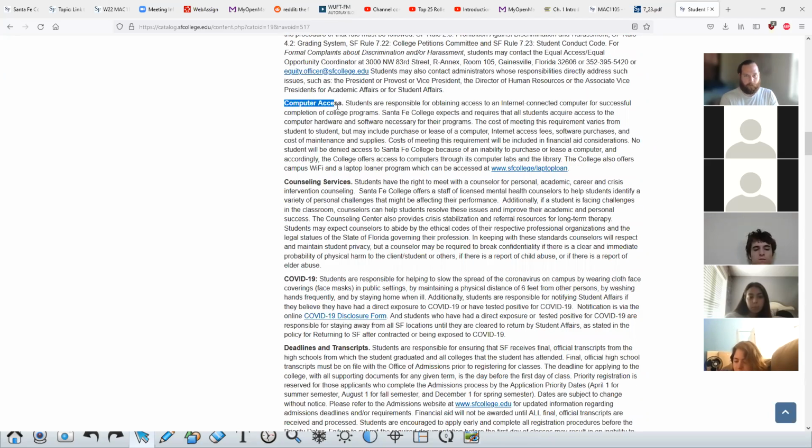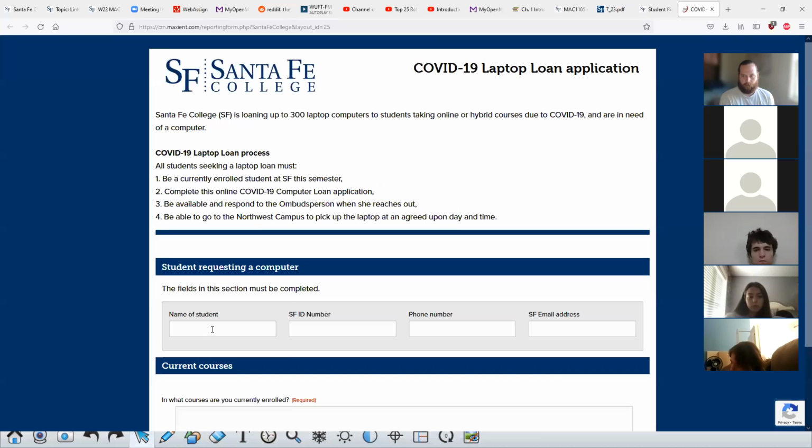Computer access, if you're having trouble getting a computer that does what you need it to do for the class, go to the laptop loan program. They've got a shitload of pretty nice laptops that they will give you for a whole semester for free. You just got to tell them you need it.